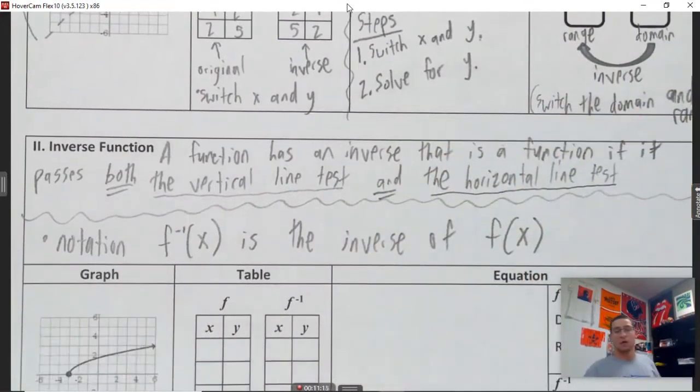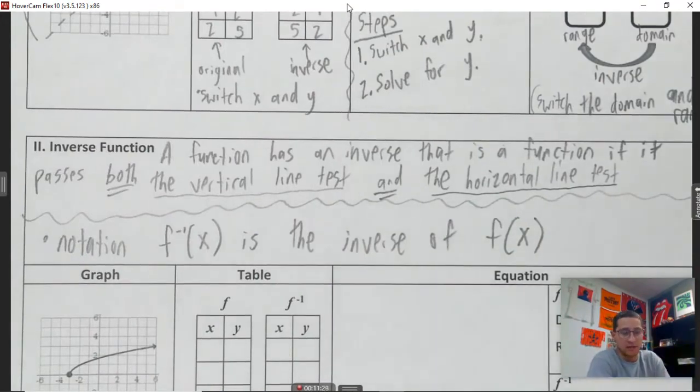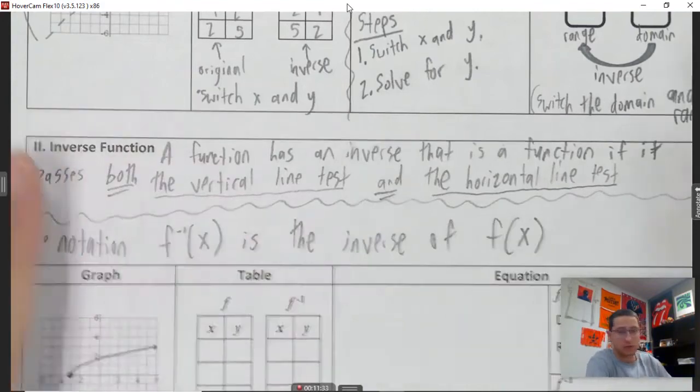Okay. All right, so the first part. A function has an inverse that is a function if it passes both the vertical line test and the horizontal line test. So a relation is a function if it passes the vertical line test. Now, think about the inverse though.